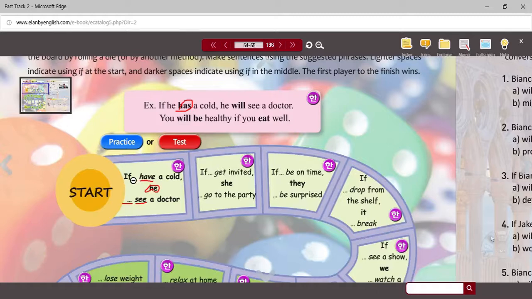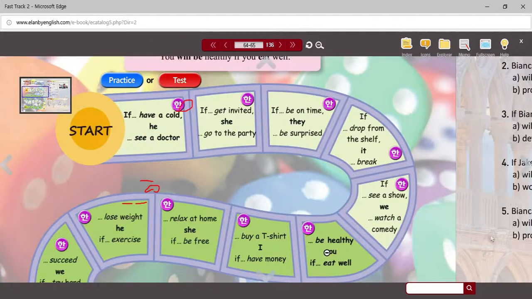So sometimes the sentences begin with the if clause, and sometimes, in fact, they end with it. Sometimes you get down to these green squares. The if clause is at the end of the sentence. So the subject is you. So for this one, you will be healthy if you eat well. Okay, so again, no verb conjugation. The subject is you. But if you're using he, she, or it, you'll have to conjugate, you have to change those verbs.